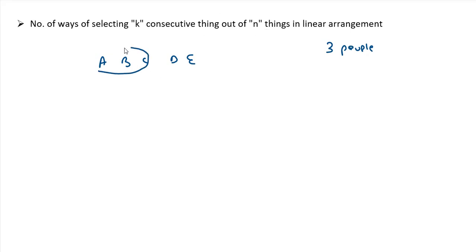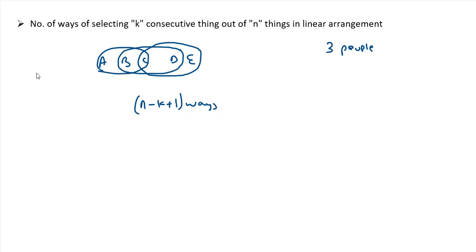You can select ABC, that's one way. Then BCD, that's another group of 3 consecutive people. Then you can select CDE, that's your third group of 3 consecutive people. Now there is no more group that you can form of 3 consecutive people. So when there are n people of which you need to select k consecutive people, then this can be done in n minus k plus 1 ways.